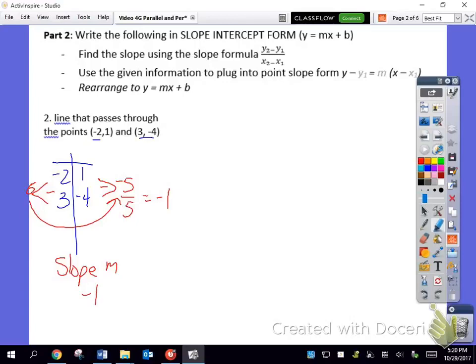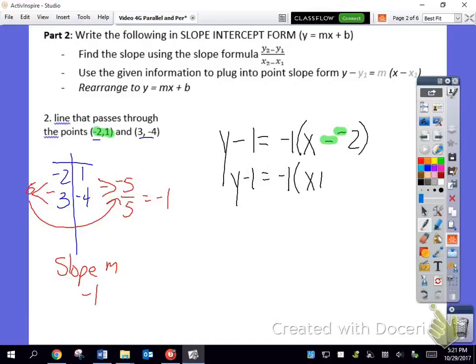Okay, now it doesn't matter which point you use. So I'm just going to pick the first one. So y minus 1 equals negative 1 parentheses x minus negative 2. I have minus and negative. So y minus 1 equals negative 1 parentheses x plus 2. Now I need to distribute the negative 1 to get rid of the parentheses. So you have y minus 1 equals negative 1x minus 2.